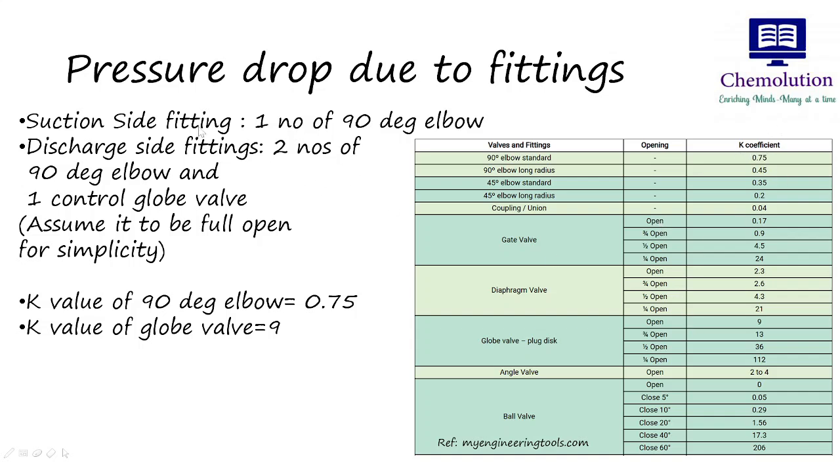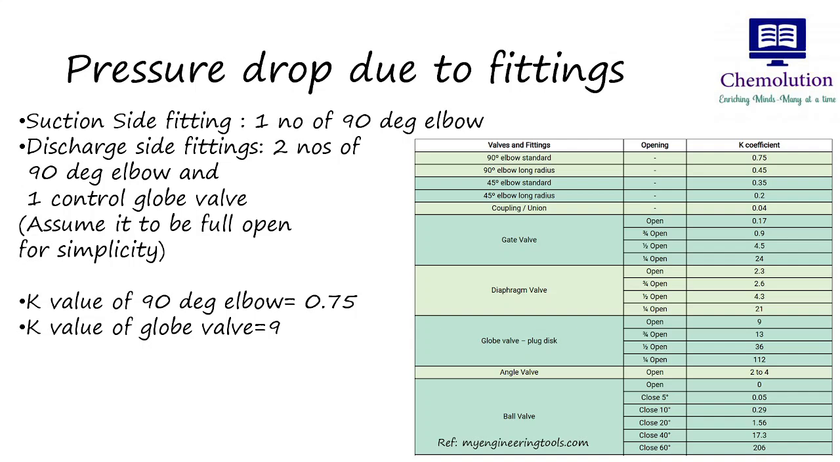For our case, we have one 90-degree elbow in the suction side, two 90-degree elbows in the discharge, and one control globe valve in the discharge piping. If you have drawn the diagram, you would be able to see all these things in the diagram. That's why I told you to draw the diagram before starting the video.